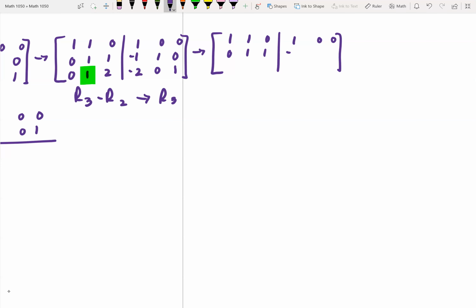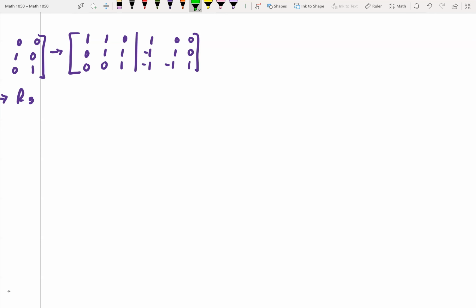Row 2 doesn't change. Row 3 minus row 2. 0 minus 0, 0. 1 minus 1, 0. 2 minus 1, 1. Negative 2 minus a negative 1. That's a negative 2 plus 1, which is a negative 1. 0 minus 1, negative 1. 1 minus 0, 1.